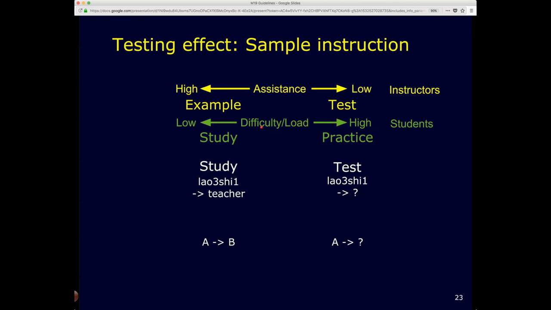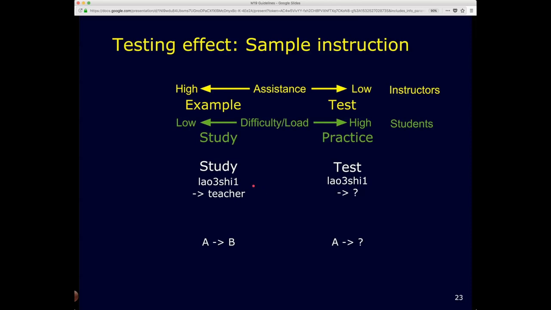And if it's extraneous, we want to provide assistance. If it's generative or essential, typically we want to lower that. But if there's too much essential, then, sorry, we lower the assistance to create higher difficulty, right? But if there's too much assistance, we don't want high difficulty. We want to have more help and lower it, right?